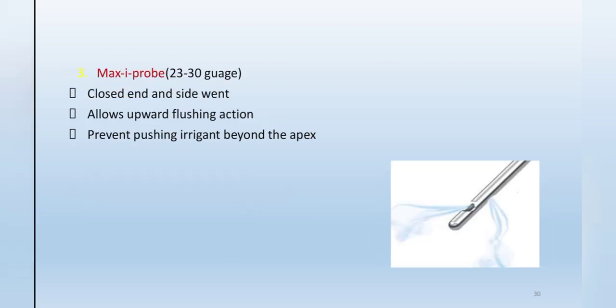So the ideal syringe we should use is the Max-I-Probe with side vent, closed end and side vent. It allows upward flushing action and it prevents pushing irrigant beyond the apex.